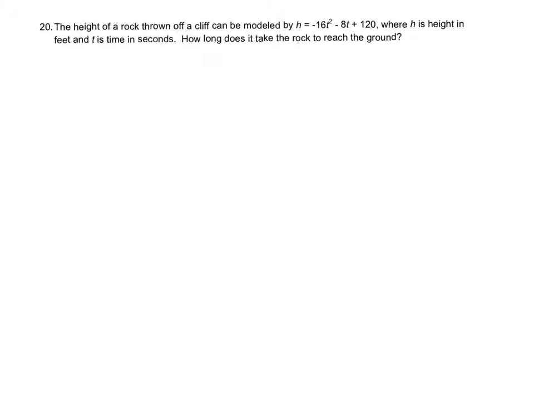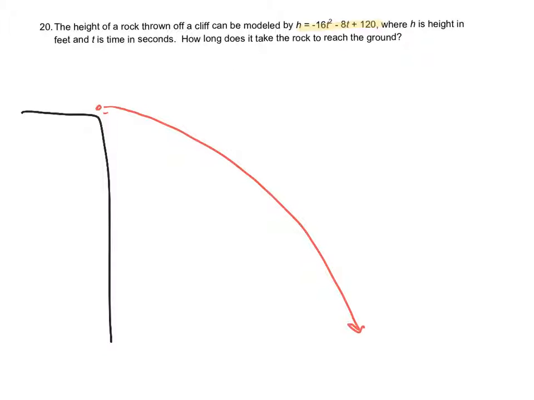Now let's look at this one. Again, the height of a rock thrown off of a cliff can be modeled by, and they give me the equation. So this is basically what it's telling me. I had a cliff, and I threw a rock off the cliff. So it followed half of a parabolic shape.